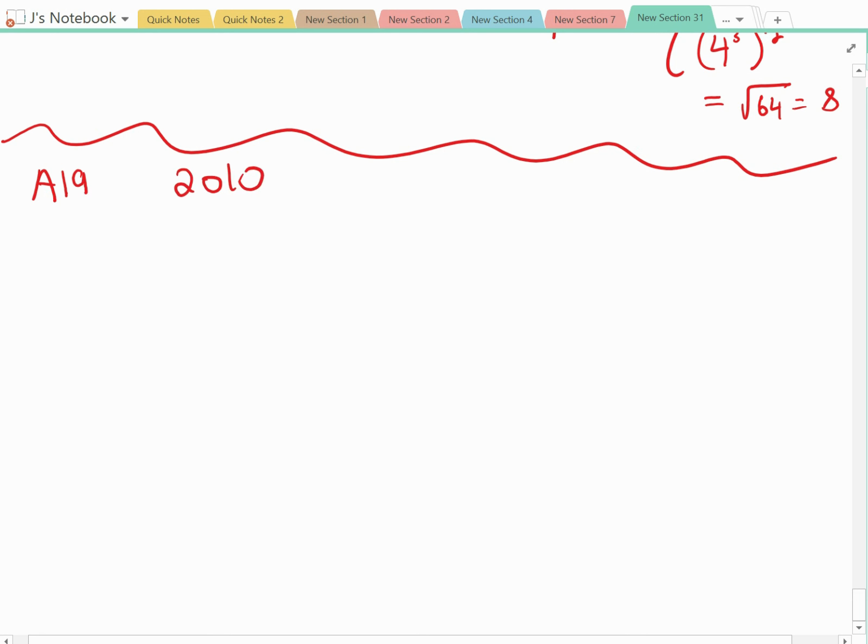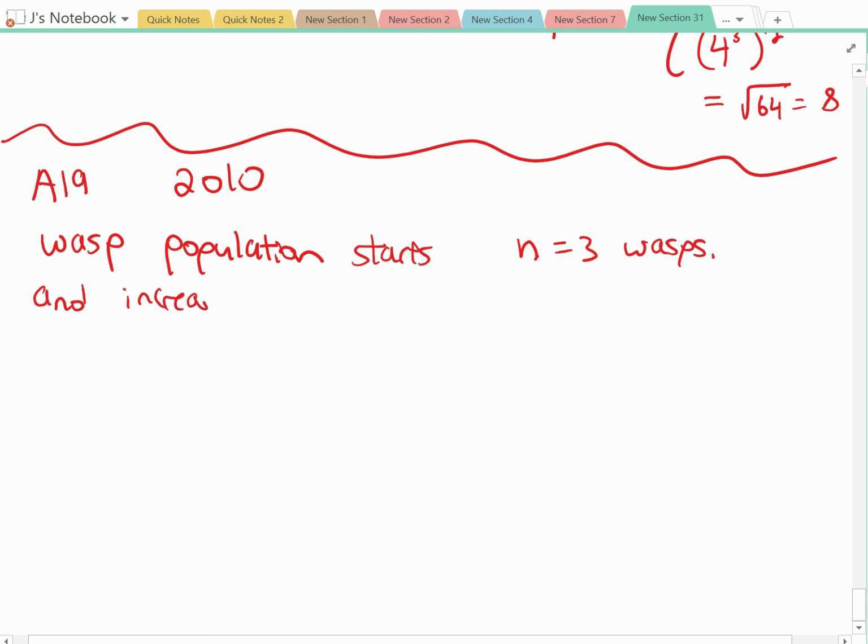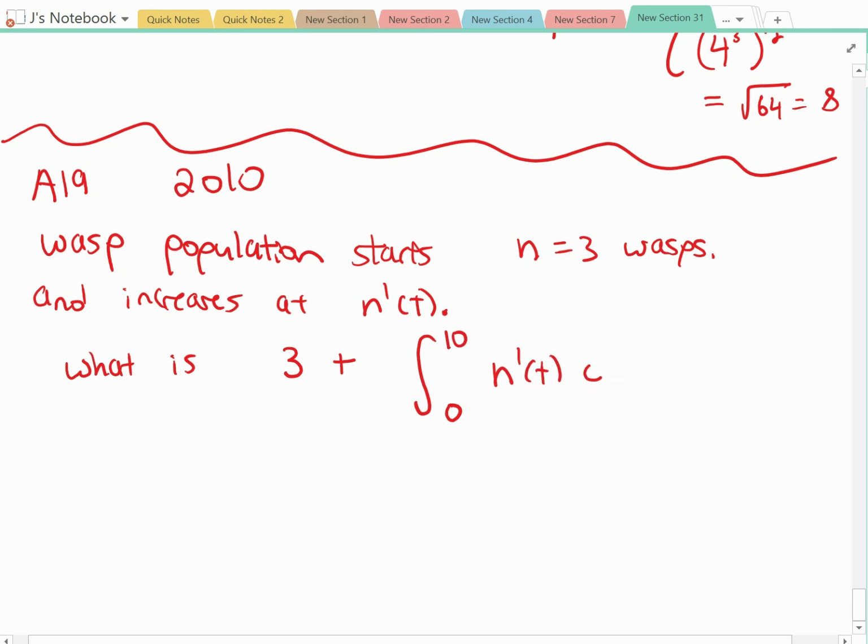A19-2010 says a wasp population starts with three wasps and it increases at a rate of n prime wasps per day. So this is the net change theorem. With n equals 3 wasps and increases at n prime of t wasps per day. What is 3 plus the integral from 0 to 10 of n prime of t dt?